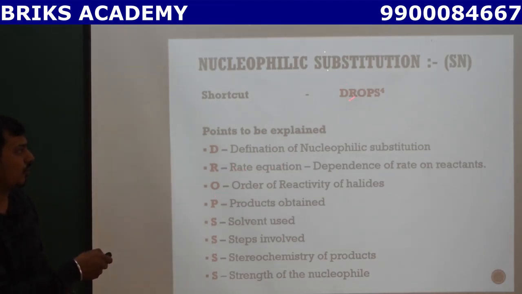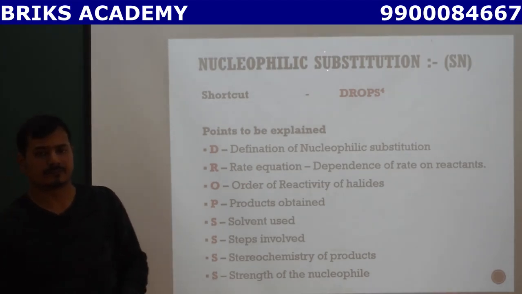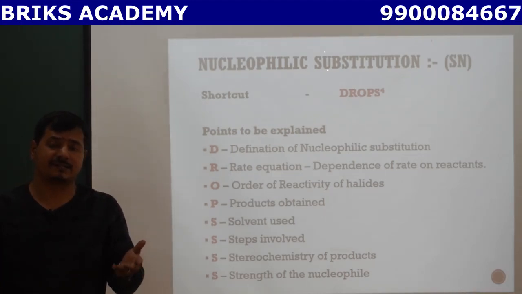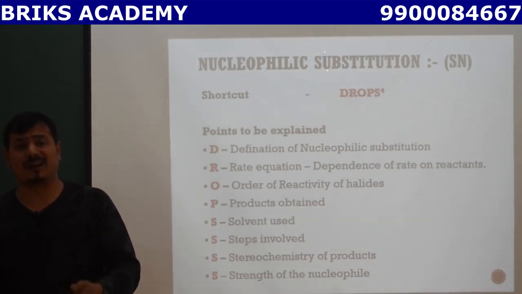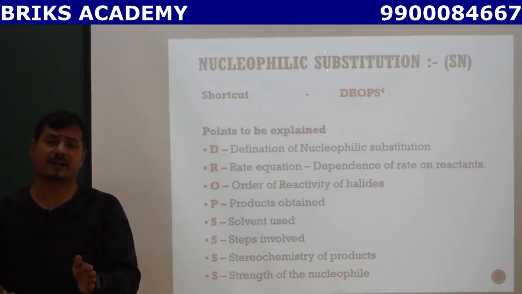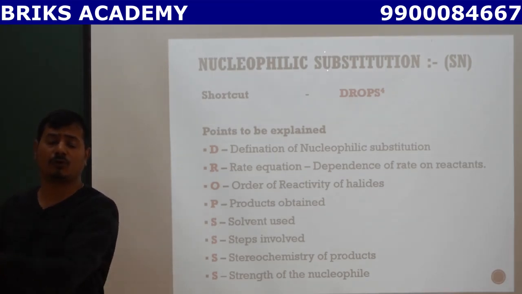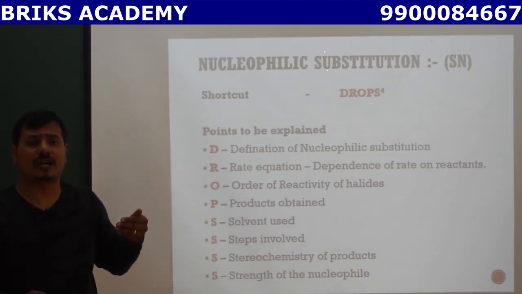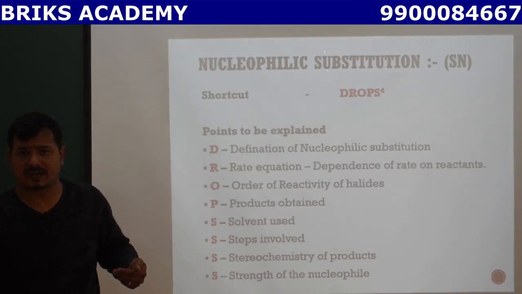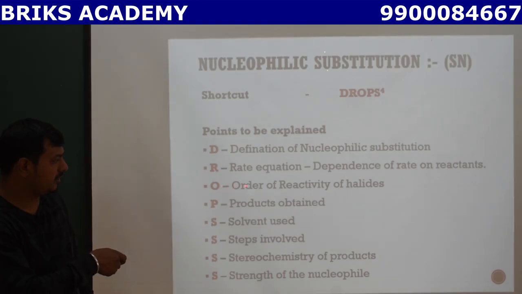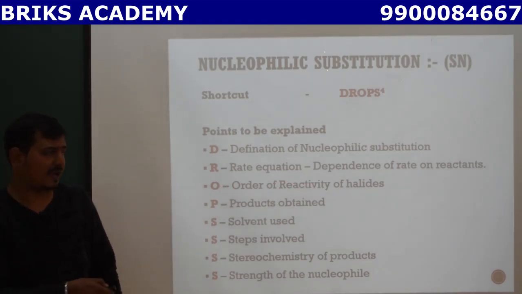The third point, O, for order of reactivity. For SN1 and SN2, the order of reactivity among alkyl halides is different. In the case of SN1, the order of reactivity is tertiary alkyl halide is more reactive than secondary, more reactive than primary, more reactive than CH3X. Whereas in the case of SN2, it is exactly the reverse. CH3X is more reactive than primary, more reactive than secondary, more reactive than tertiary. So that is what you need to mention in order of reactivity of halides.